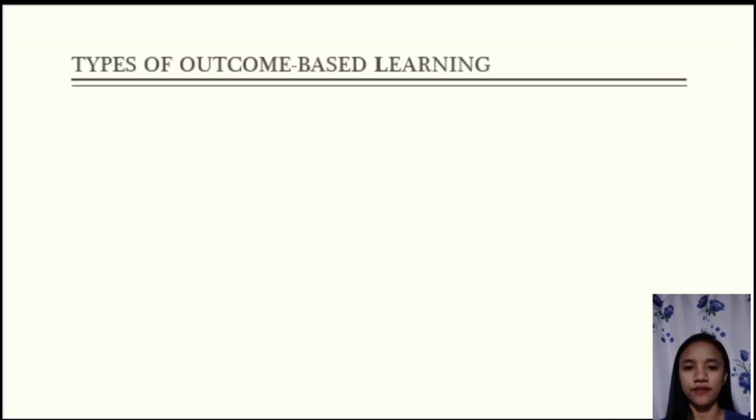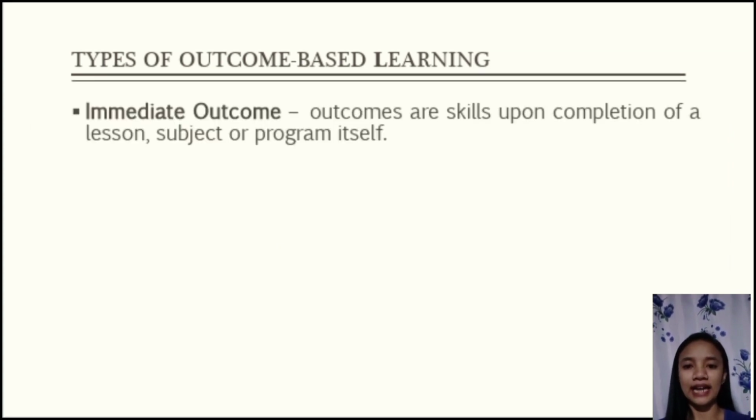Now we have types of outcome-based education. First is the immediate outcome. It is the outcome or skills upon completion of a lesson, subject, or program itself. A change that is expected to occur once one or more outputs have been provided or delivered by the implementer. In terms of time frame and level, these are short-term outcomes. An example of this is the ability to communicate in writing, reading, speaking, and solve mathematical problems.